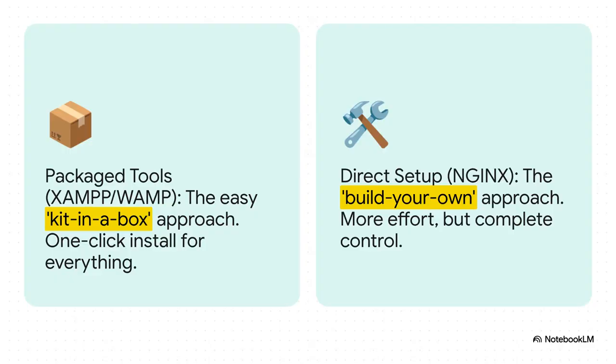To get your kitchen set up, you basically have two main options. You can go the easy route with package tools like XAMPP or WAMP. These are like a restaurant-in-a-box kit. One click and it installs Apache and everything else you need. Or, if you want total control, you can go the build-your-own route and install something like NGINX yourself. It's more work, but you learn a ton.